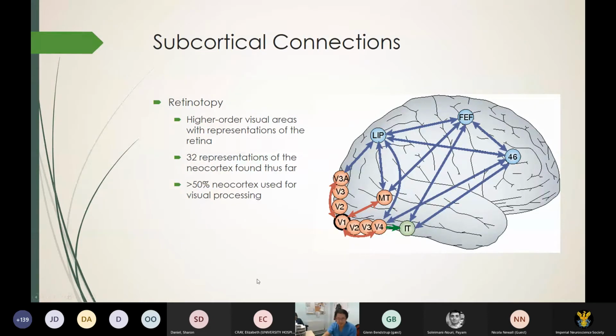Okay. And in primate studies, more than 50% of the neocortex is actually used for visual processing, compared to 11% for movement and 3% for hearing.